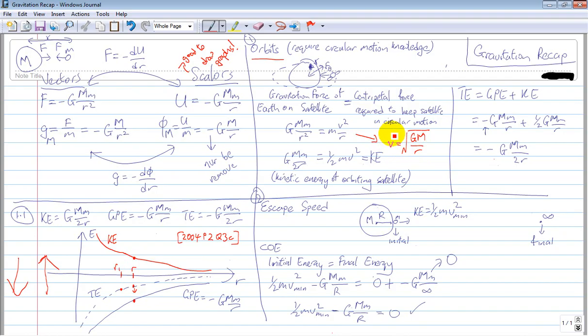That's for this type of graph, energy against distance from center of the Earth. This graph is solely for orbiting systems, so pay attention when you use these graphs. And that's it for this video.